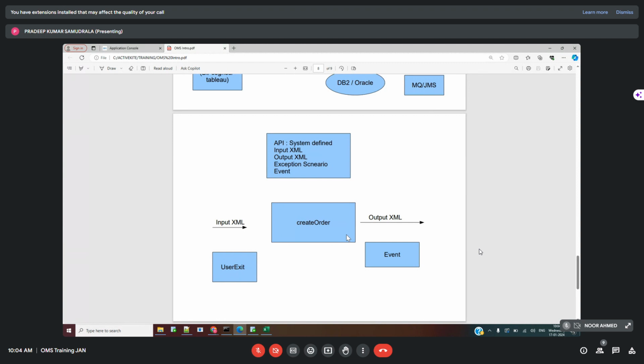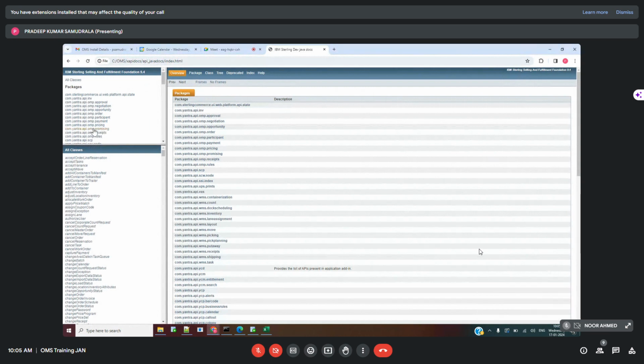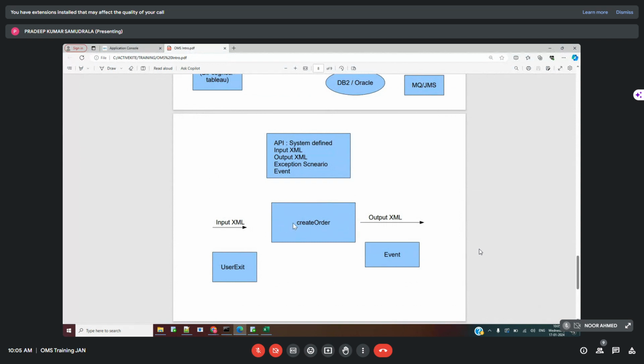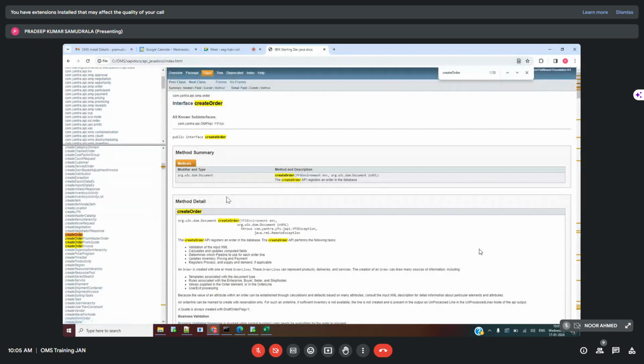In the same way, Sterling OMS has its own Javadocs. These are all the different packages provided by Sterling, and each package has its own classes or APIs which can be invoked to have some job done in Sterling OMS. One such example is createOrder. createOrder is an API which is exposed in order to create an order. So if I want to create an order, I can invoke this API and create an order in Sterling Order Management System.